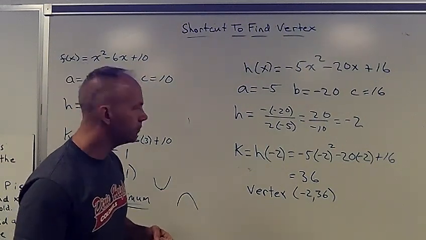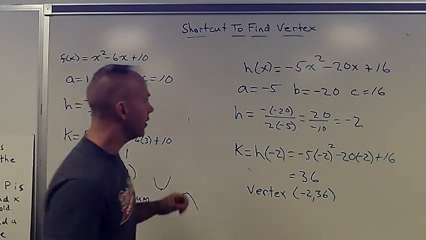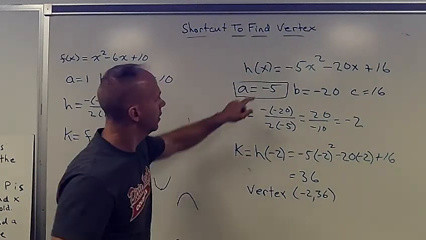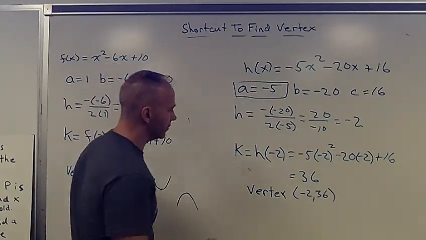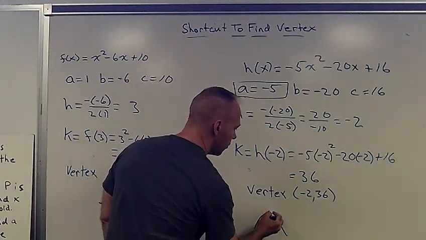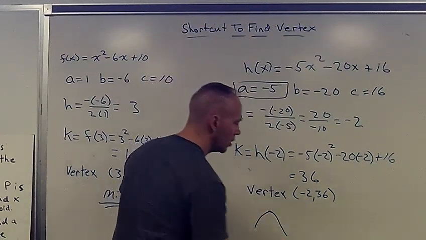How do you tell? What do you look at? If you said, look at A, you are correct. A is negative, so this guy is going to open down. So this point is a maximum.